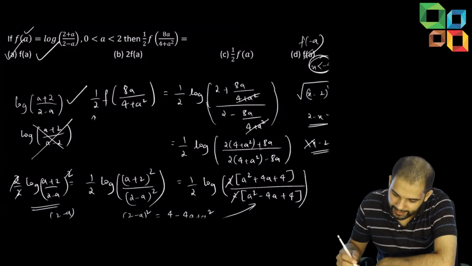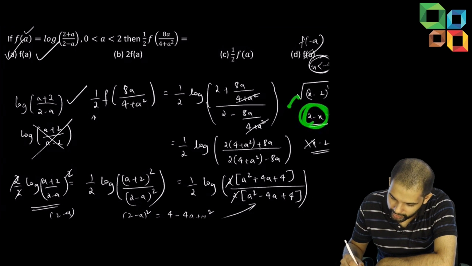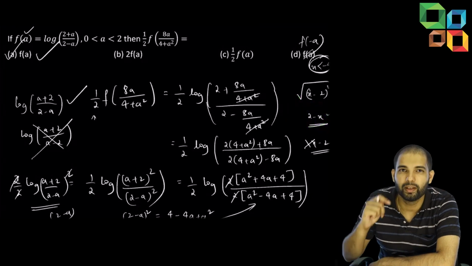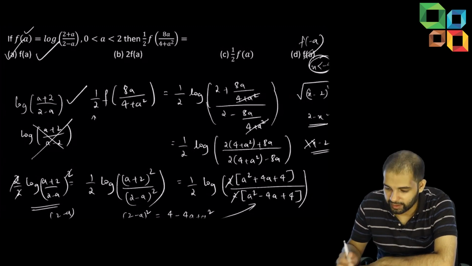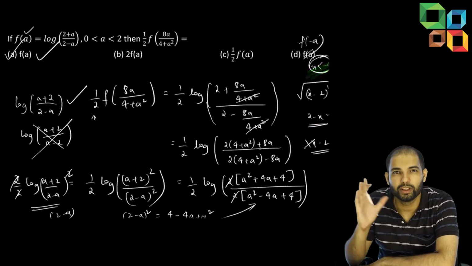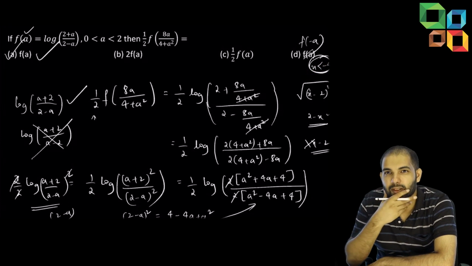Because 2 minus x is the case where we'll get a positive number. Usually we put a mod sign when nothing is specified. We just want the positive root, or the positive number. But if something is specified, I have to take that into consideration.